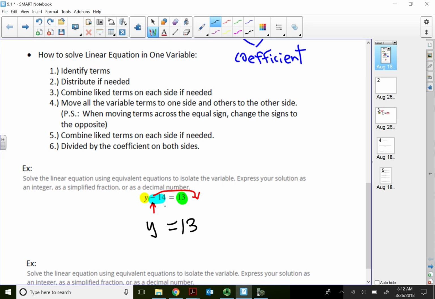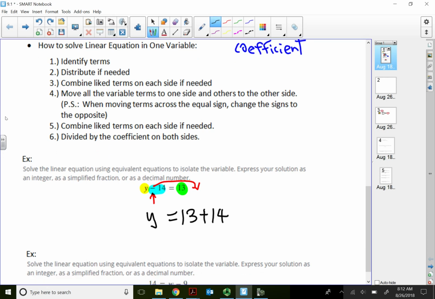So I pick up my negative 14, move it over to the right side. So 14 comes over to the right. It's just when I move my negative 14 to the right, it changes sign. So now my 14 coming over is going to be positive. All right, step number 5, combine like terms again if needed. So that would be y equals 13 plus 14, which is 27.